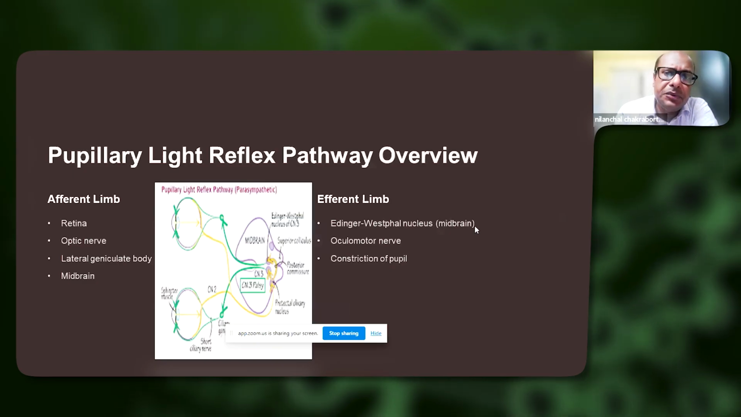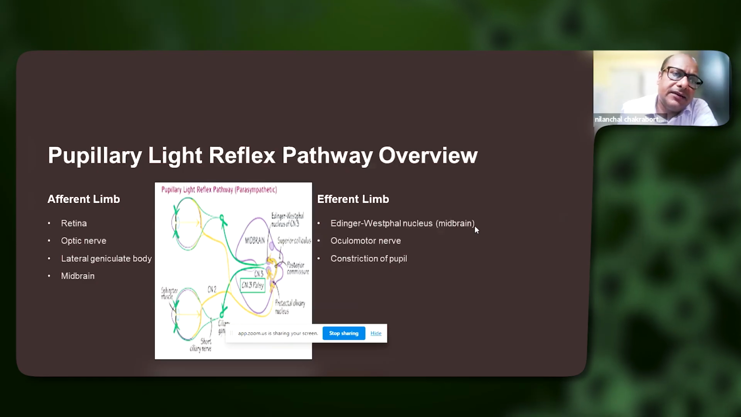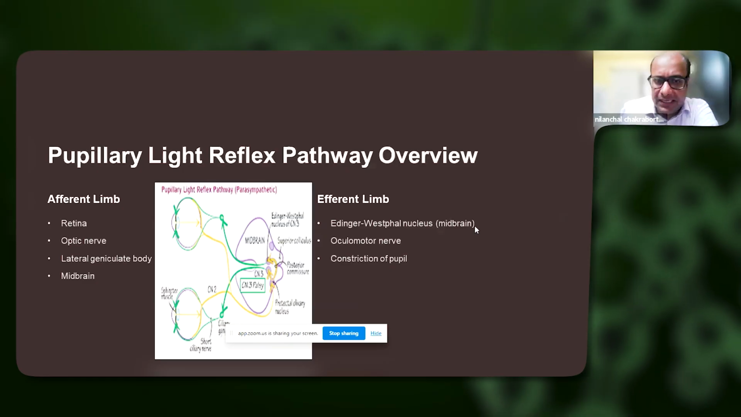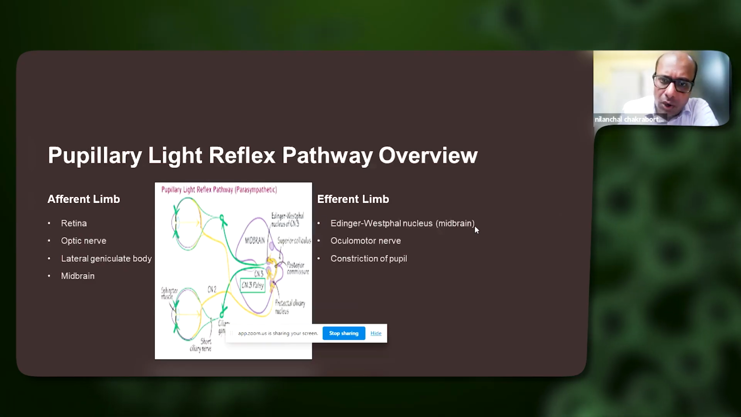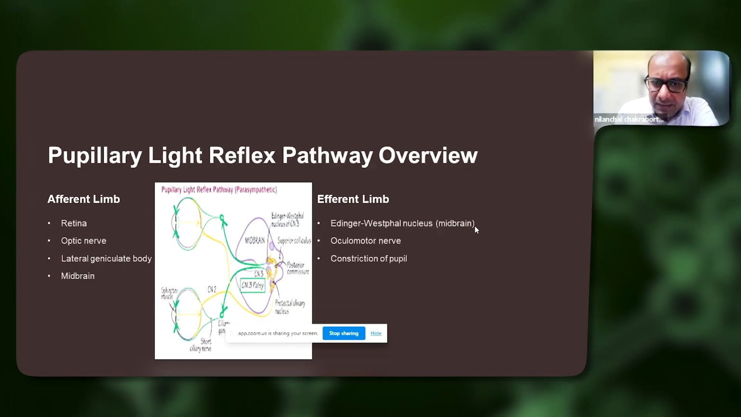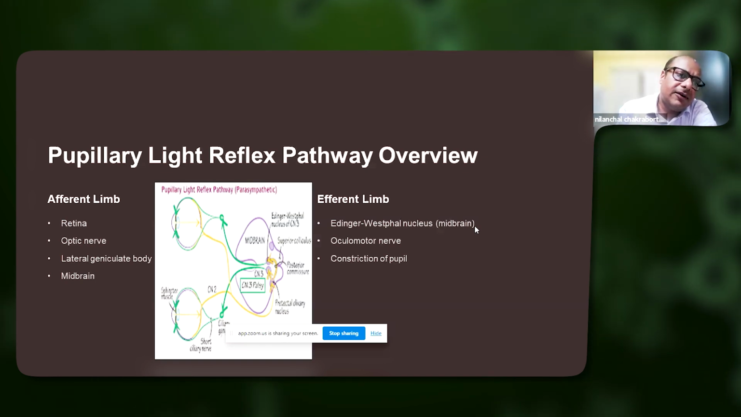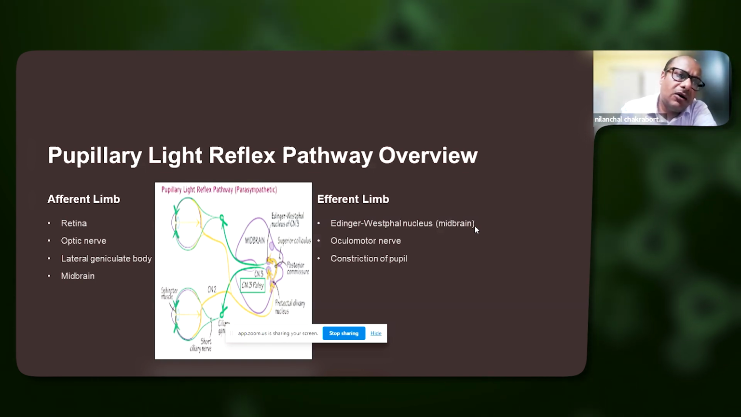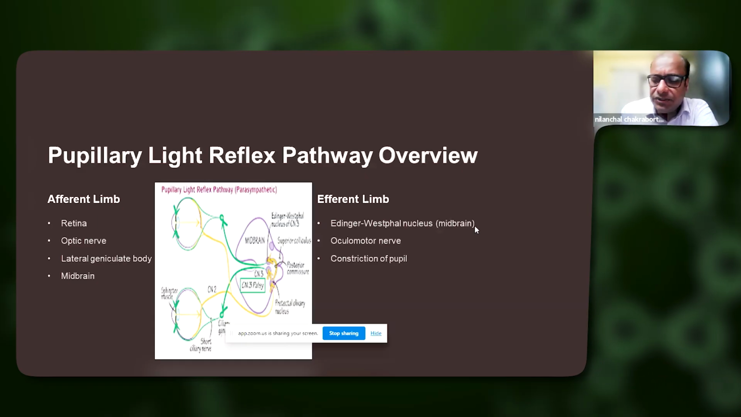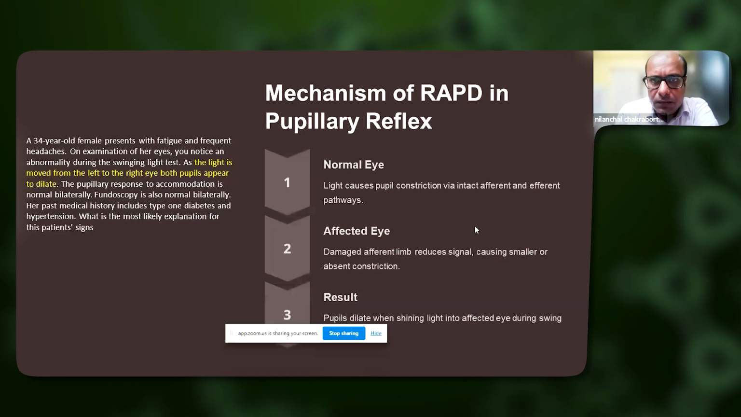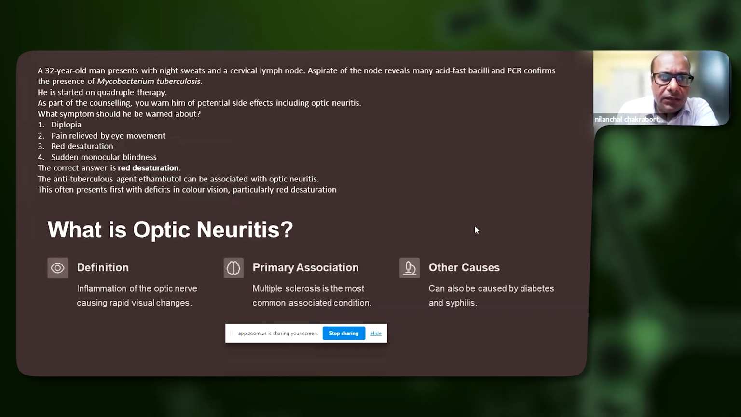So you need to know the pupillary light reflex. The afferent pathway starts with retina, optic nerve, lateral geniculate body, midbrain, and the efferent pathway from midbrain, the Edinger-Westphal nucleus to oculomotor, the third nerve, and that constricts the pupil. So if the afferent pathway is affected, that includes the optic nerve, LGB, or retina, there will be dilatation of the pupil with shining of the light. Okay. So that's done.